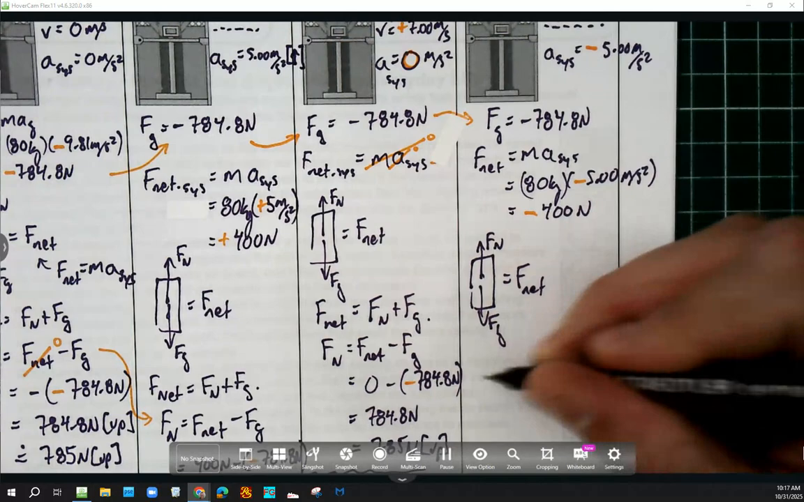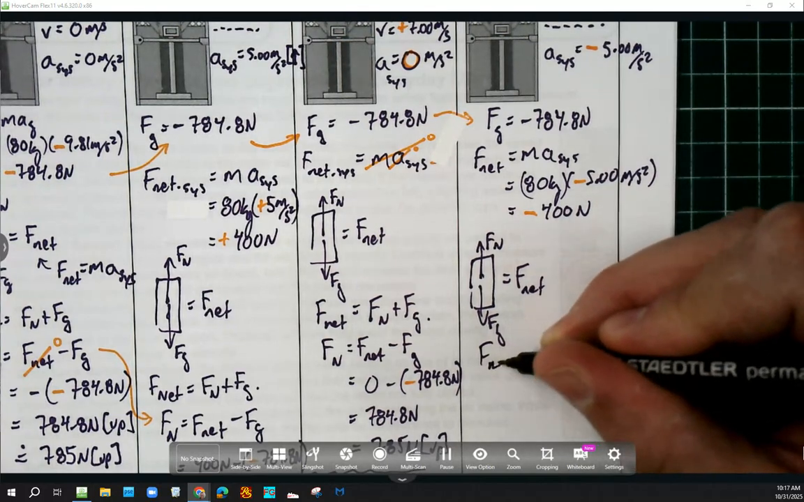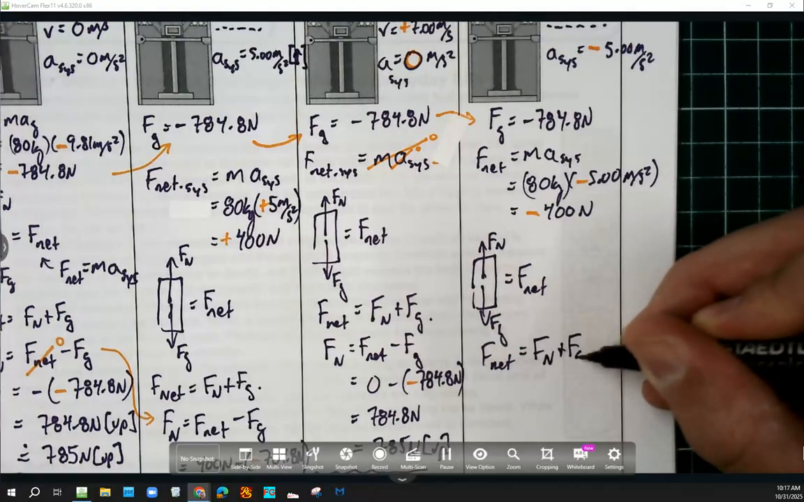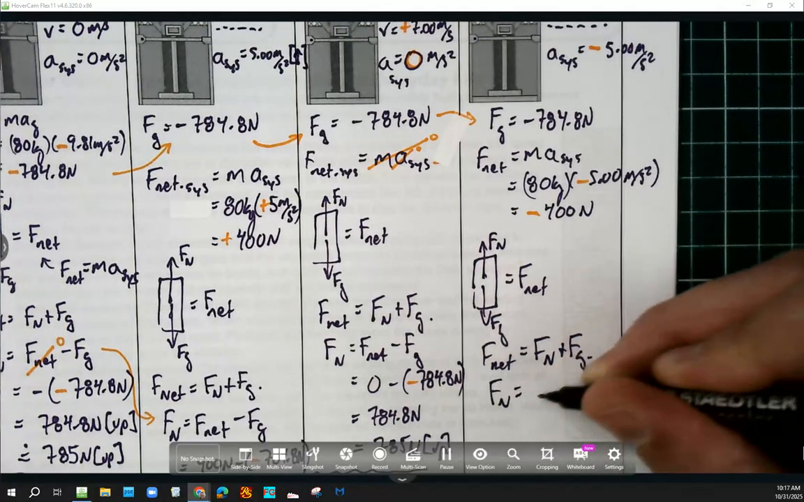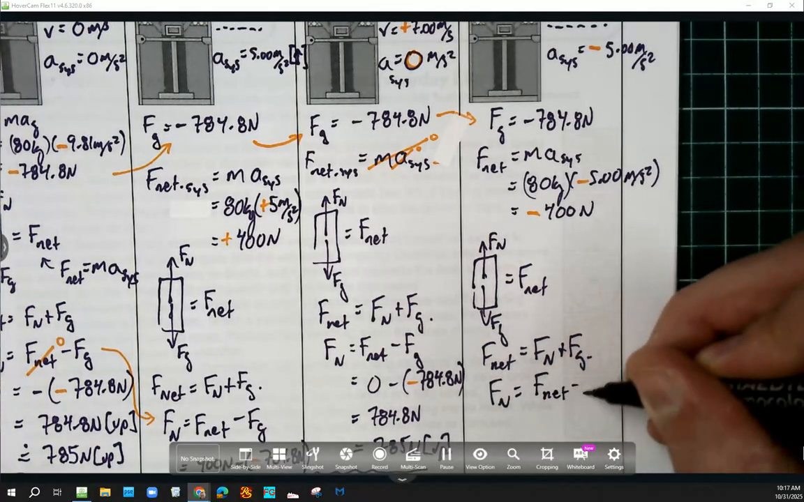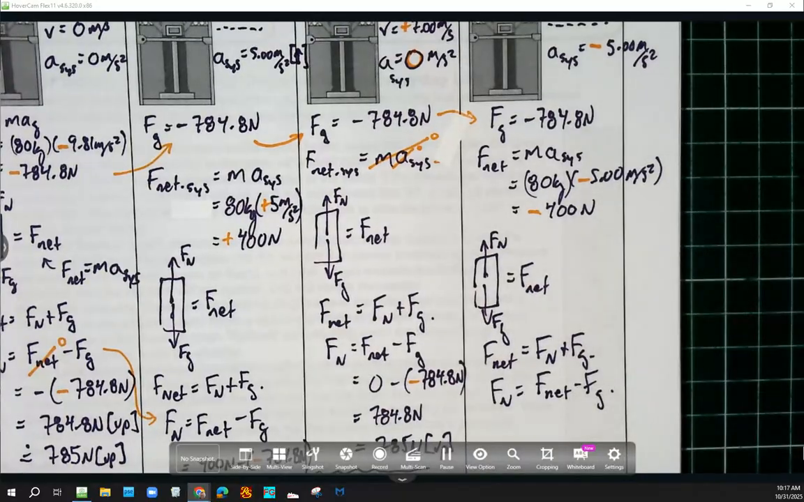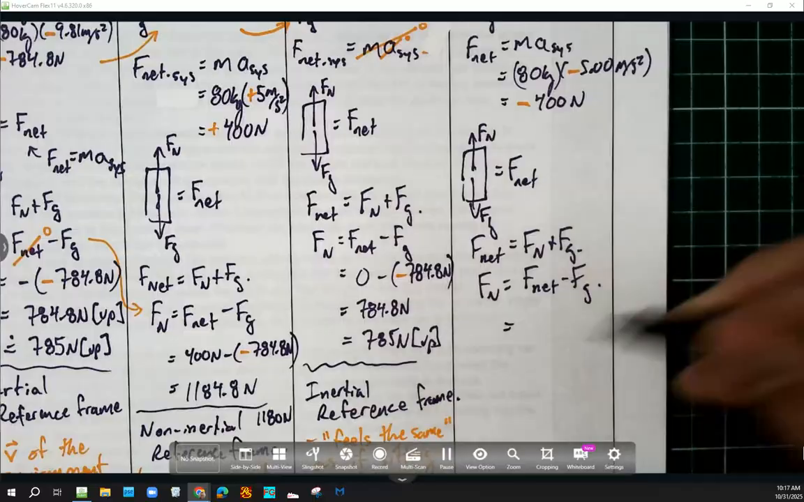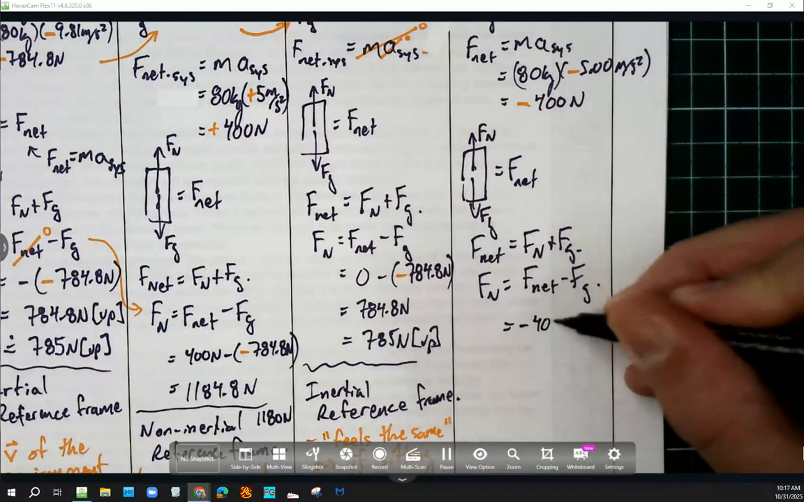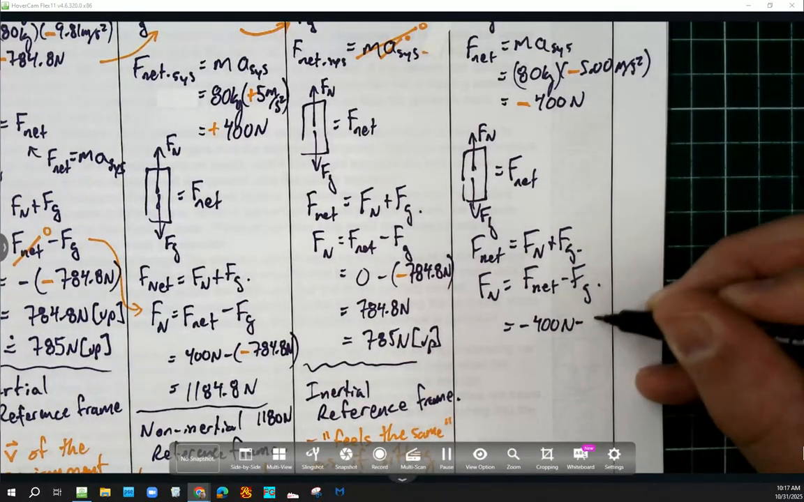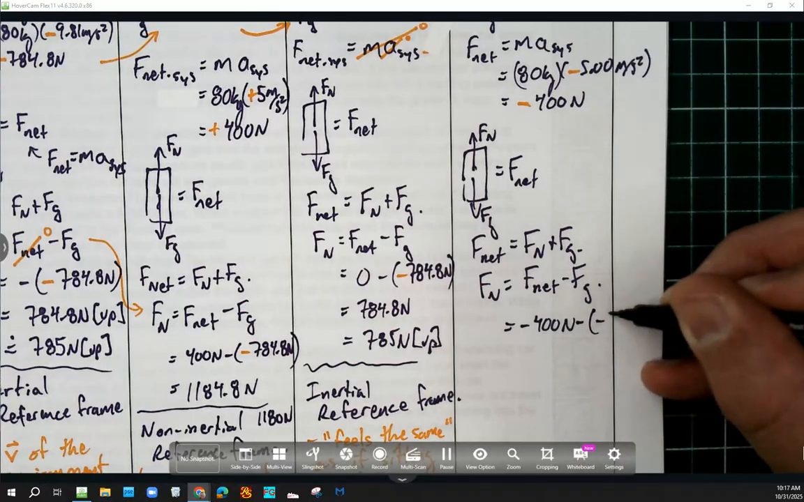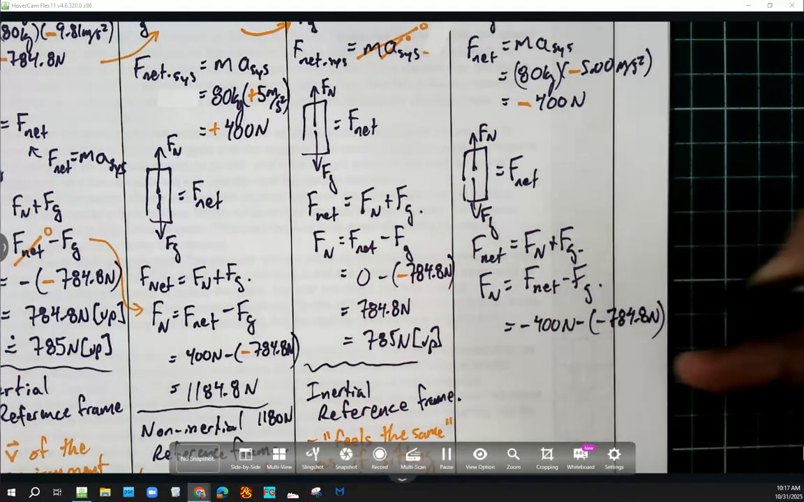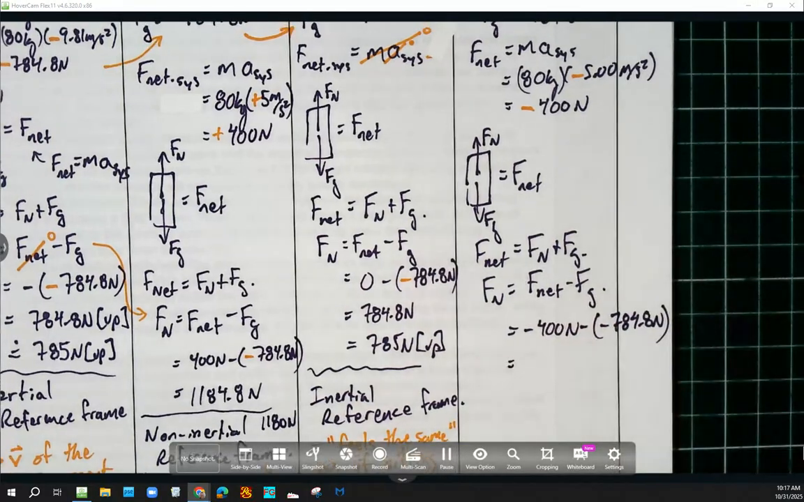Well, we'll see. So F net still equals F normal plus Fg. F normal still equals F net minus Fg. Remember, we already calculated F net and Fg, so we can throw that in there. Negative 400 newtons minus negative 784.8 newtons. Somebody help me out with the math.